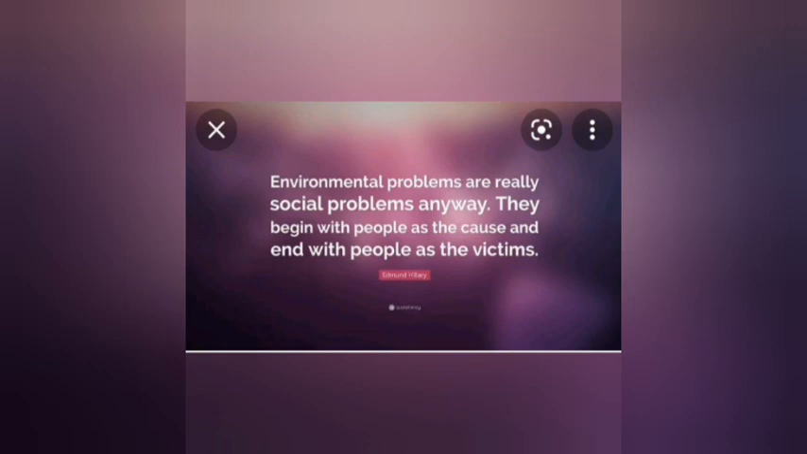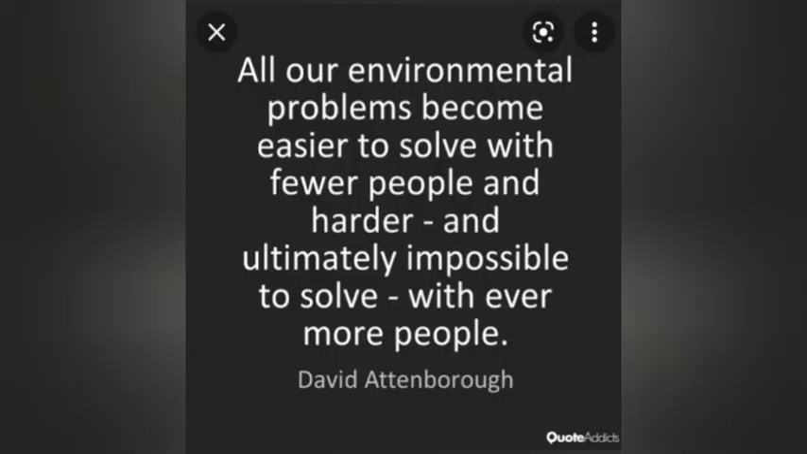Environmental problems are really social problems anyway. They begin with people as the cause and end with people as the victims. All our environmental problems become easier to solve with fewer people and harder and ultimately impossible to solve with ever more people.